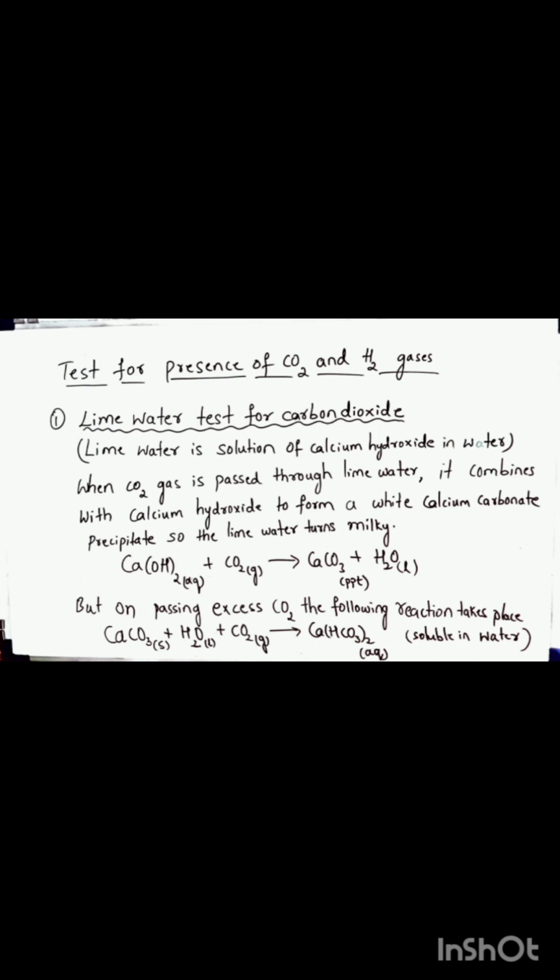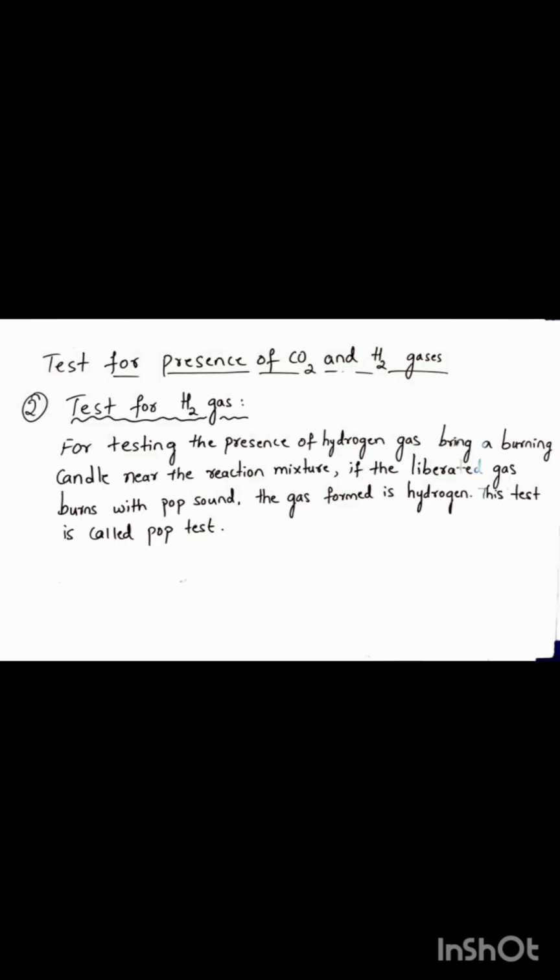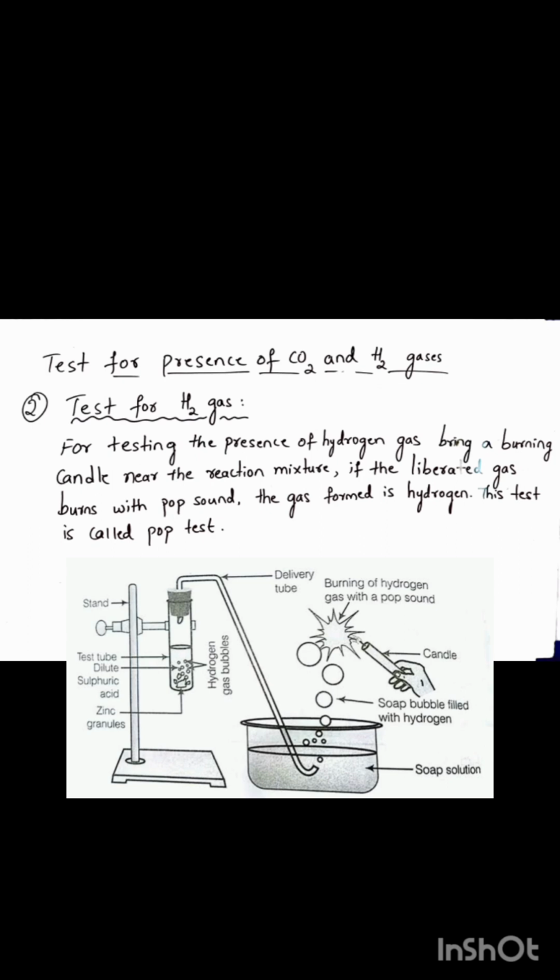Then how do we test for the presence of hydrogen gas? For testing the presence of hydrogen gas, just bring a burning candle near the reaction mixture. If the liberated gas burns with a pop sound, then the gas formed is hydrogen. This test is called the pop test. You can see the representation of the pop sound in the given picture.